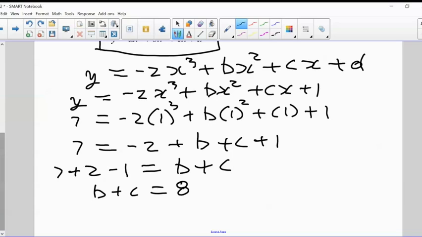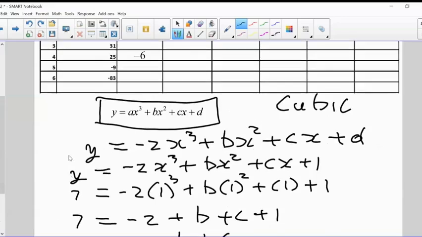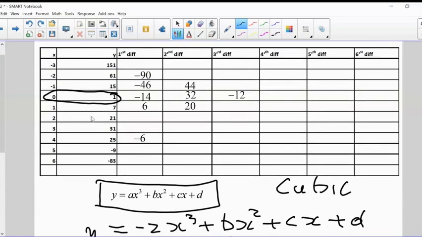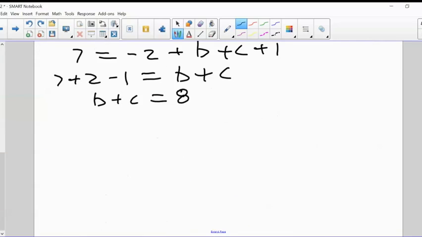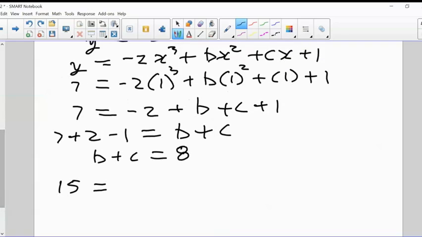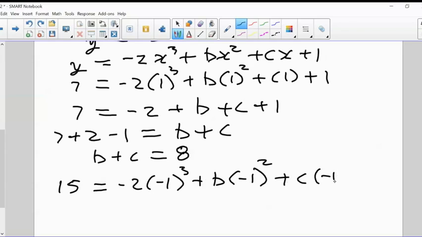Now, for me, I like to make my life easy. So I'm going to pick a point like minus 1 instead. Now, minus 1 leads to 15. So let's do the same thing all over again. Minus 1 leads to 15. So 15 is equal to minus 2 times minus 1 cubed plus b times minus 1 squared plus c times minus 1 plus 1.